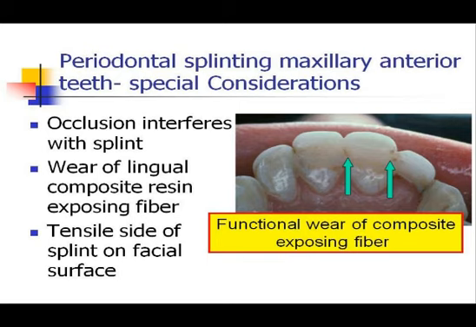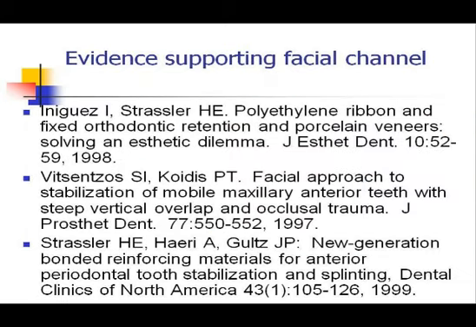In this case, we can see functional wear of the composite. For this patient, the fiber was placed for orthodontic retention. The fiber was replaced because the patient's congenitally missing a lateral incisor, and a composite pontic was placed. The evidence supporting the facial channel in the literature refers to both the occlusion and the needs of the fiber architecture for the greatest longevity and durability of the splint.